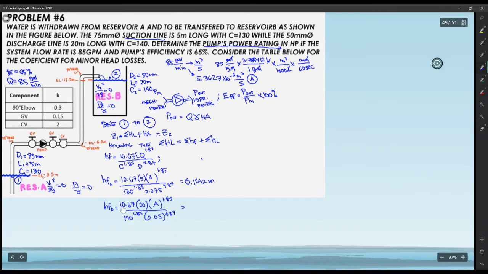And then, para naman doon sa discharge line, so balikan lang natin yung equation kanina. So yung 5, papalitan ko lang po ng 20. Yung A, yun din naman yun. So divided by yung 130, palitan natin ng 140. And yung 0.075, magiging 0.05 lang. Ayan. So equals natin. So ano nakuha yung sagot? So nakuha kong sagot is 3.1205. So, mas malaki yung sa discharge line.